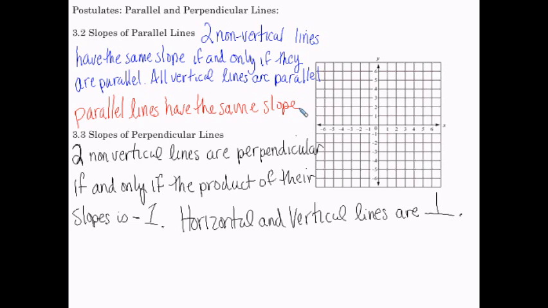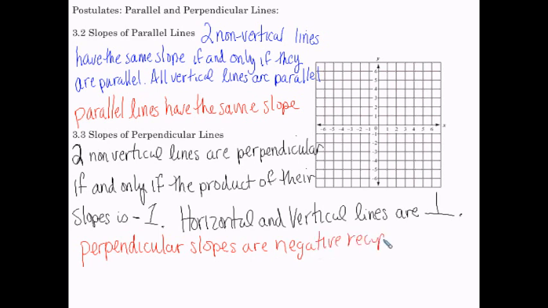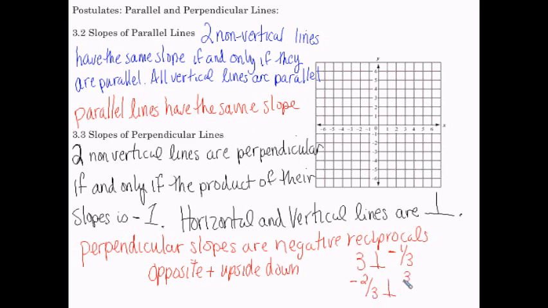Perpendicular lines. 2 non-vertical lines are perpendicular if the product of their slopes is -1. And a horizontal and a vertical line will always be perpendicular, but this part, the product of their slopes is -1. What exactly does that mean? And what that means is that perpendicular slopes are negative reciprocals. Okay, so the slopes are opposite and upside down. So a slope of 3 is perpendicular to -1/3, opposite and upside down. Or a slope of -2/3 will be perpendicular to +3/2.